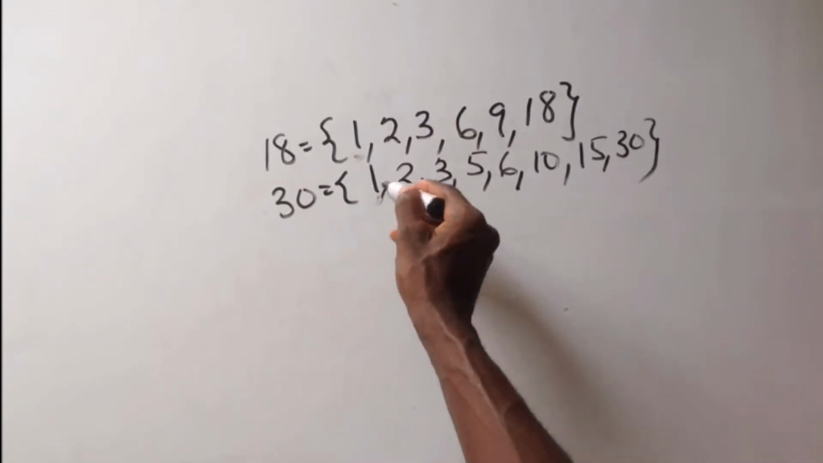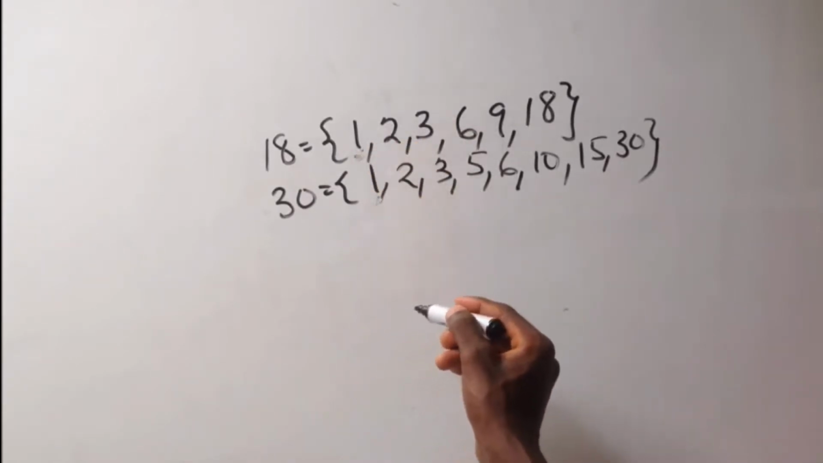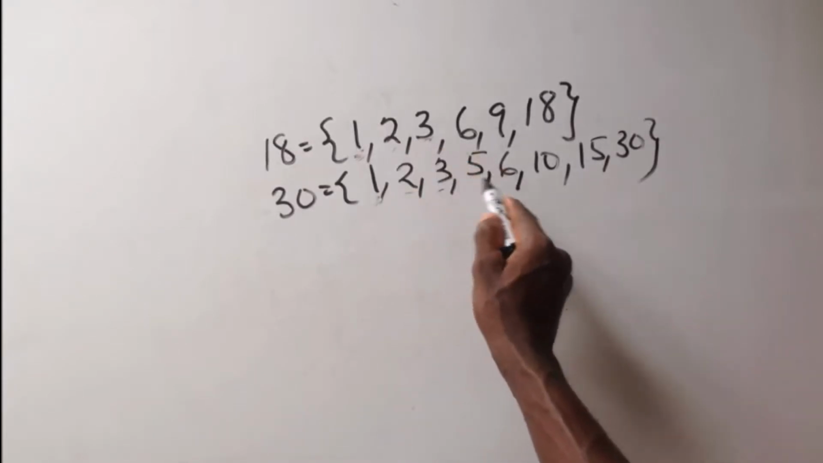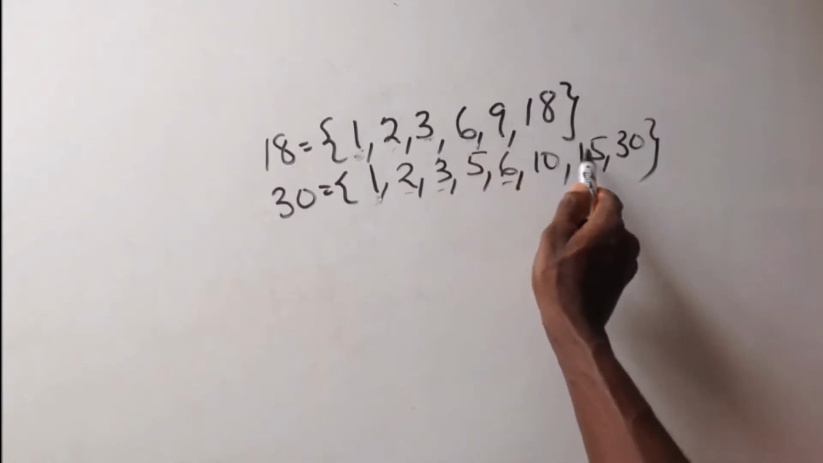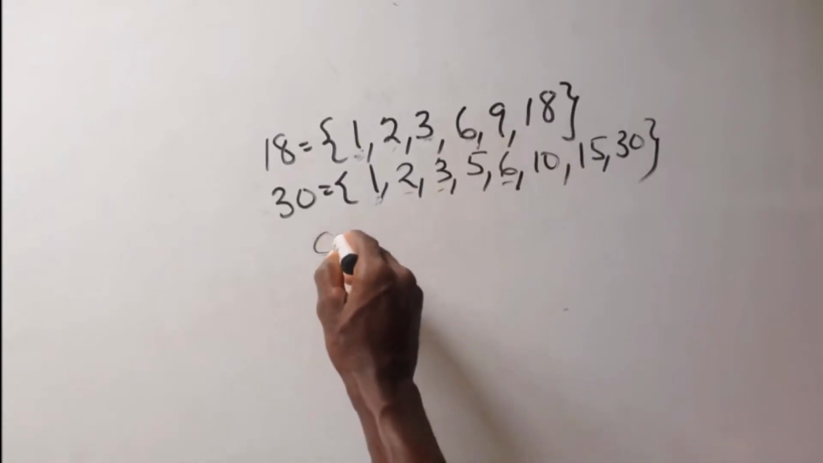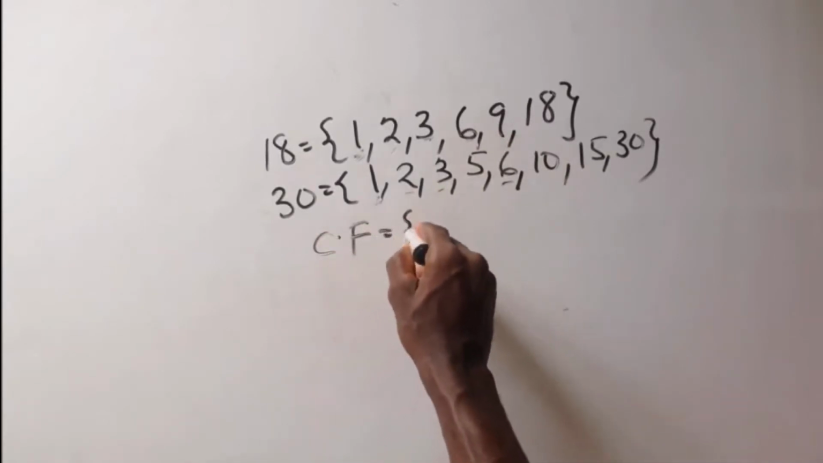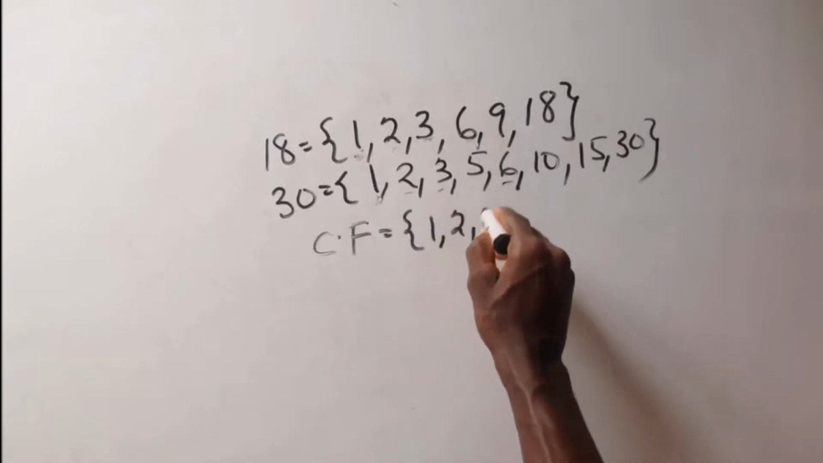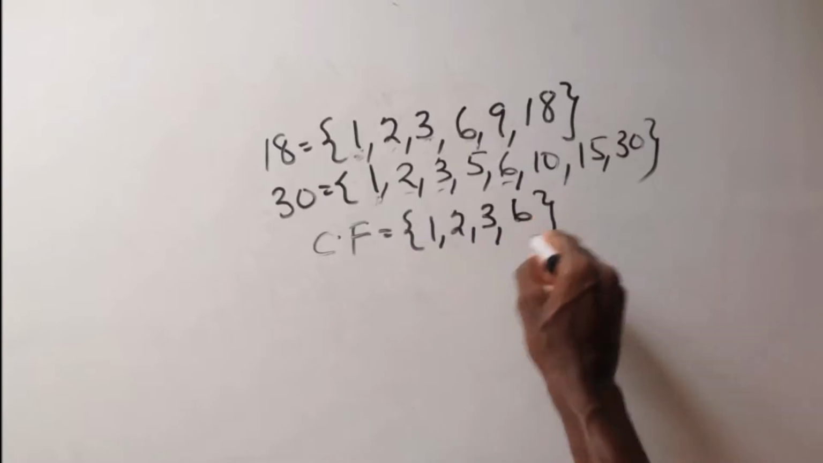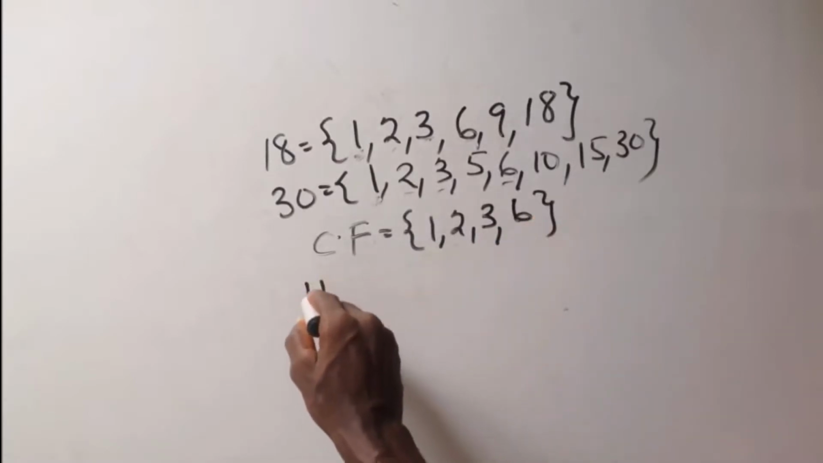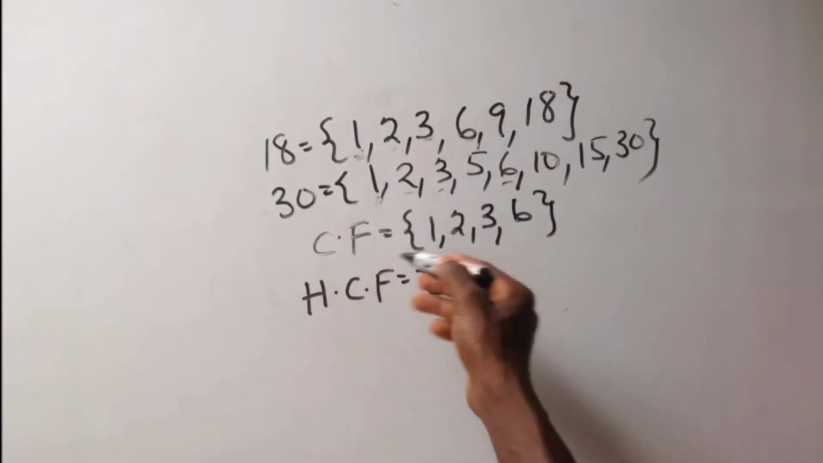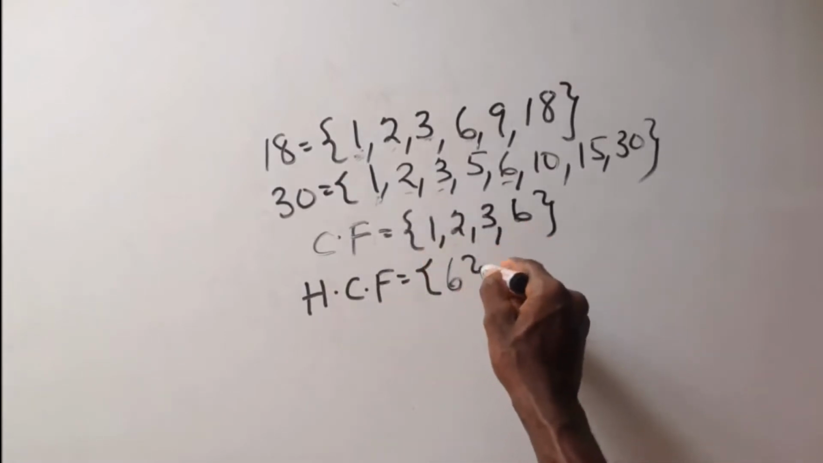Well, we have 1 in both sets of numbers. We have 2, we have 3, we don't have 5, but we have 6, not 10. So I think the numbers that we have that are common factors are 1, 2, 3, and 6. Then we can ask ourselves, what is the highest common factor? The highest number that is a common factor is 6.